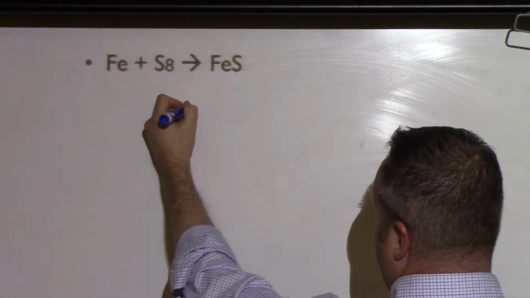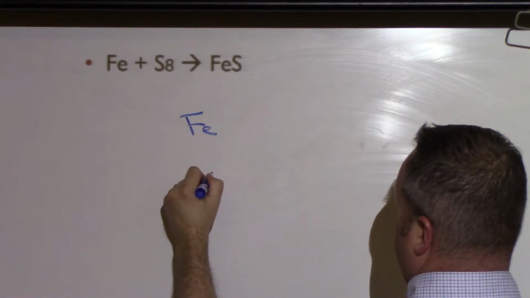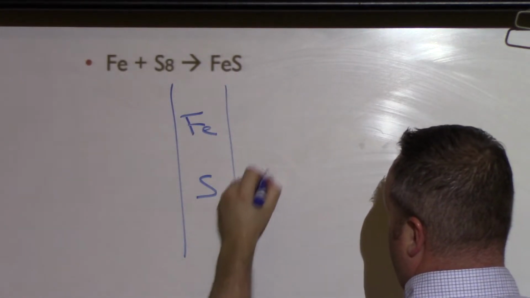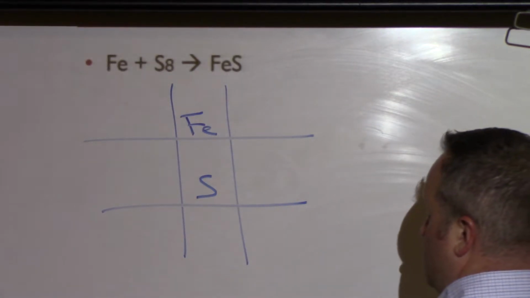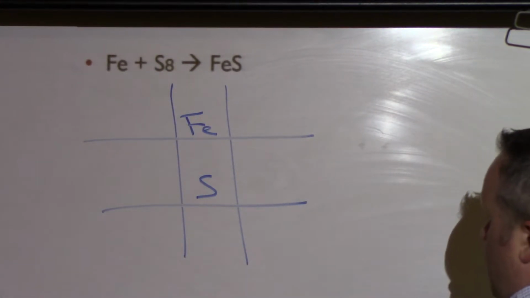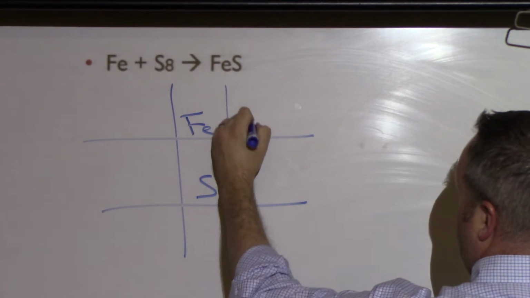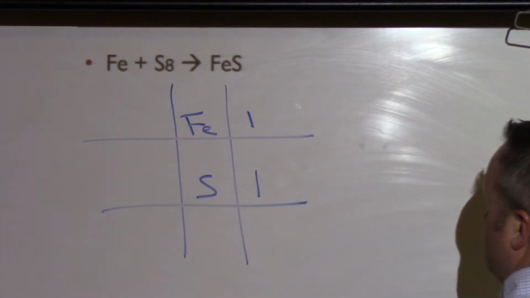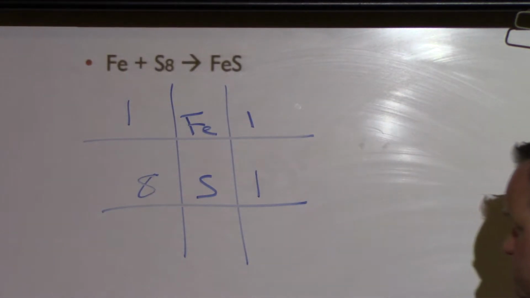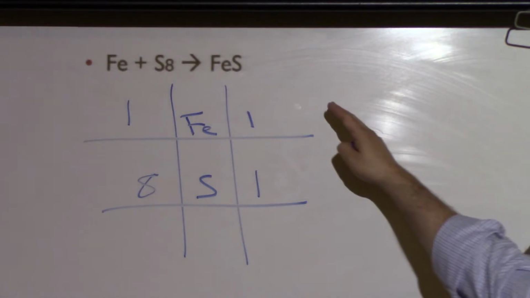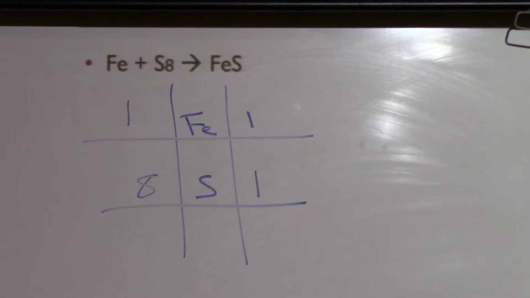So what we do is this. In the middle, we need to write down what elements we have. So we have iron, we have sulfur. And then we're going to make a little chart like this. On this side, I'm going to write down how many atoms of the reactants I have, and over here on this side, the number of atoms of the products I have. So I have 1 iron, I have 1 sulfur. Over here, I have 1 iron, and I have 8 sulfur. And now as you can see, the iron is fine, but my problem lies with the sulfur. And so there's a way I can balance that.